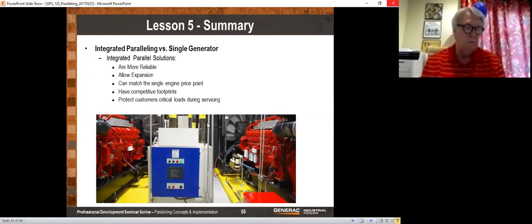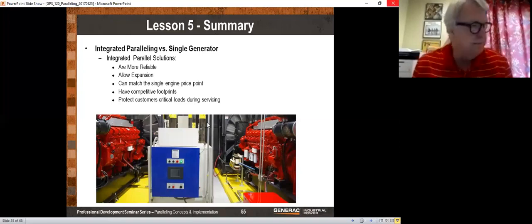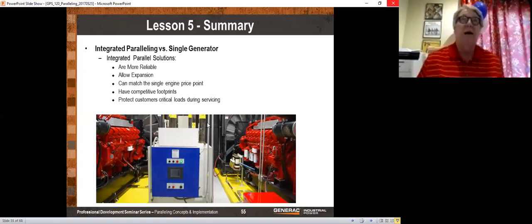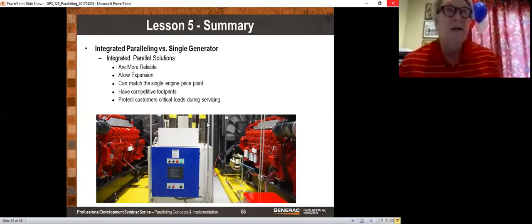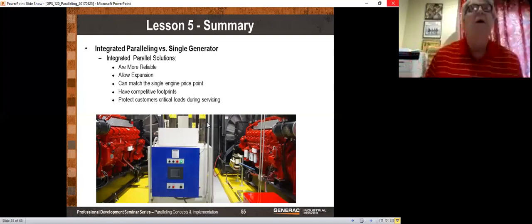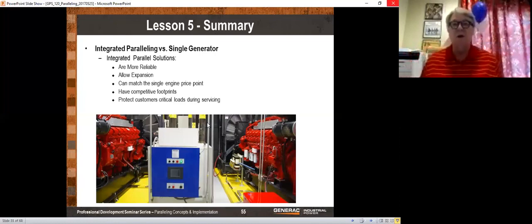Does paralleling reliability change by fuel type, natural gas, propane, diesel, etc.? Could you read that one more time, Tyler? Yeah. Does paralleling reliability change by fuel type? So is it more reliable on natural gas or propane or diesel? Okay, thank you. The answer is, if you look at paralleling itself, paralleling diesel has exactly the same reliability as paralleling natural gas. However, there are some problems with diesel.